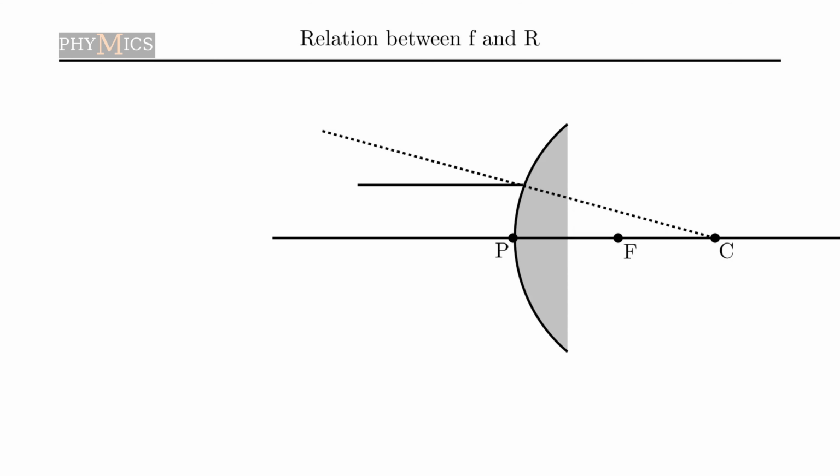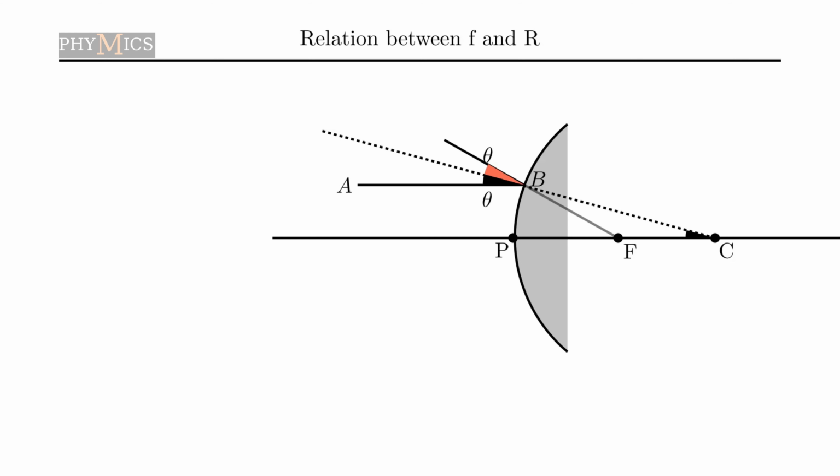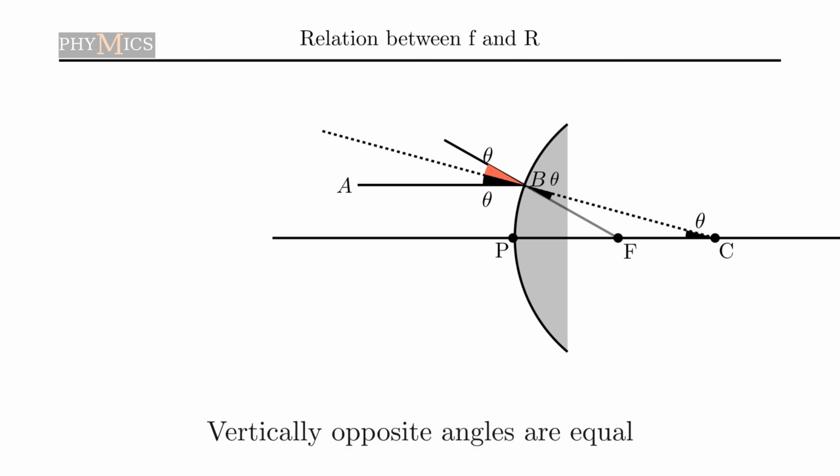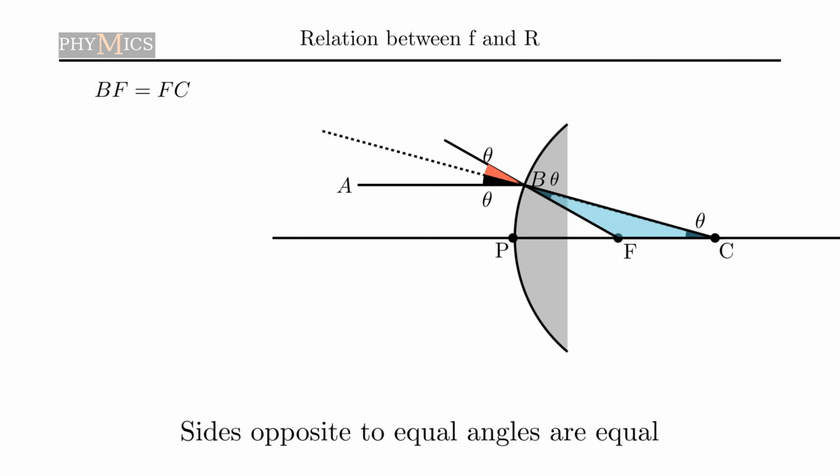A ray AB parallel to the principal axis is incident on the mirror, which reflects and appears to be coming from the focus F. The angle of incidence is equal to angle of reflection in accordance with the laws of reflection. Let these angles be theta. Now angle BCP should also be equal to theta as corresponding angles are equal. Also angle CBF equals theta as vertically opposite angles are equal. In triangle BCF, BF must be equal to segment FC as sides opposite to equal angles are equal.